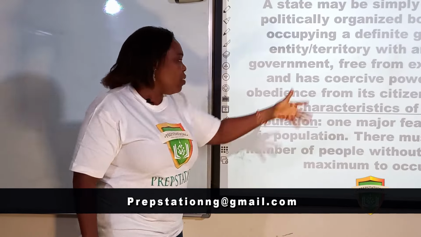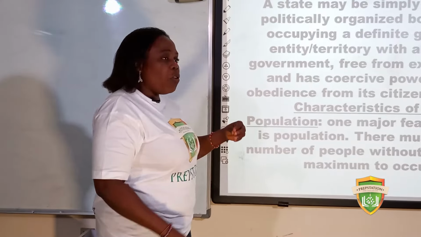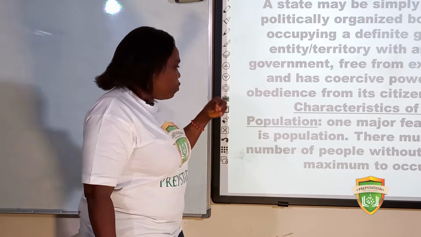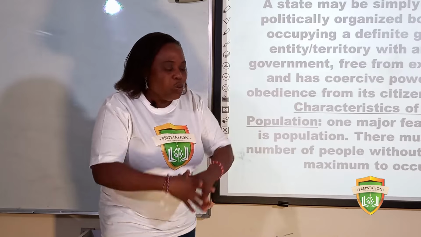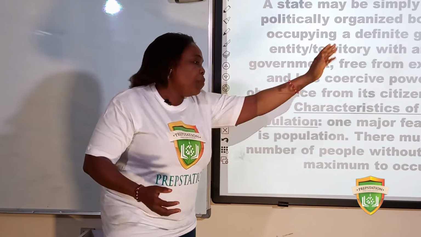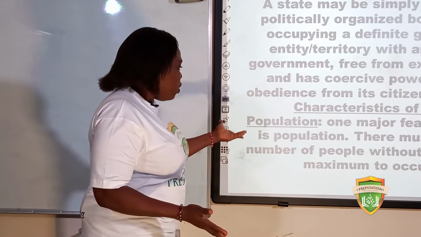Now, what are the characteristics of a state? Number 1, it must have population. You must have people living in a state. A state is not an empty entity. It does not exist in a void. So it must have people living in it. That is one of the basic features of a state. It shouldn't be too small. You shouldn't say, oh, 20 people should be here, 30 people. No. As much as possible. These are the things you need to take note of.